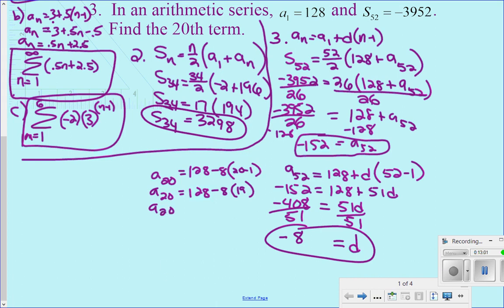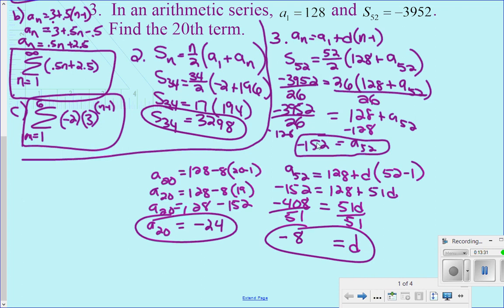And that's 128 minus 152. And that is negative 24. Yay, we got it. That is the 20th term. So sometimes you have to take what you're given, and what you're given won't help you necessarily get what you're looking for, but then it'll help you one step closer to what you're looking for. And actually, this was 2 steps closer.